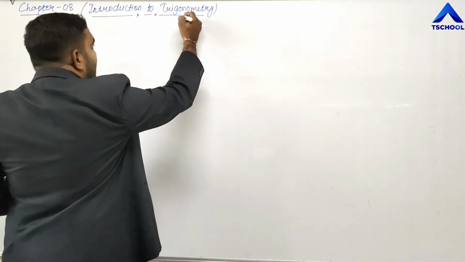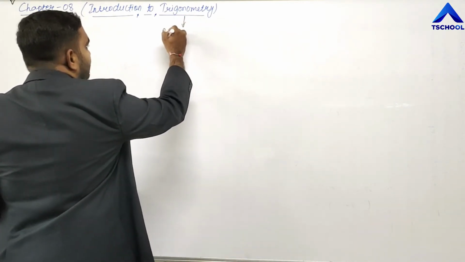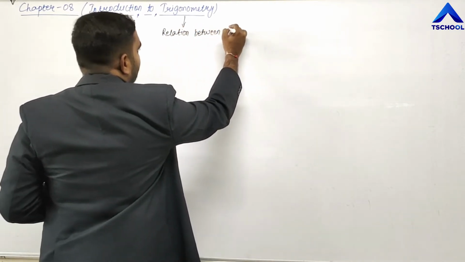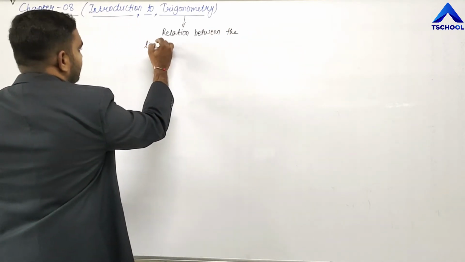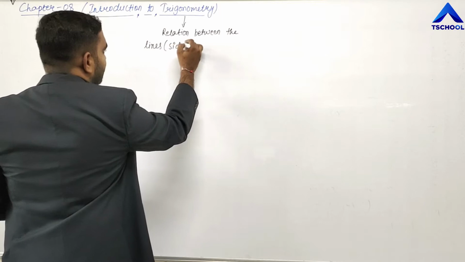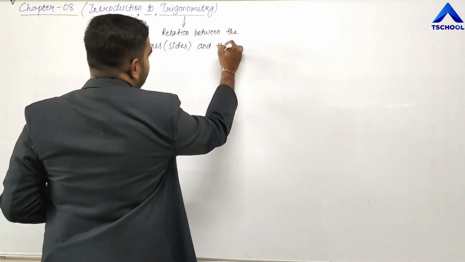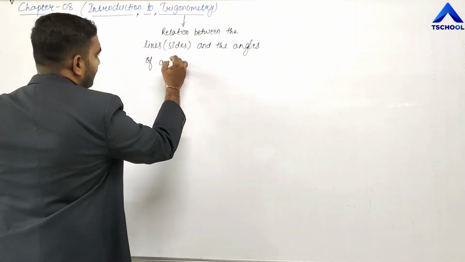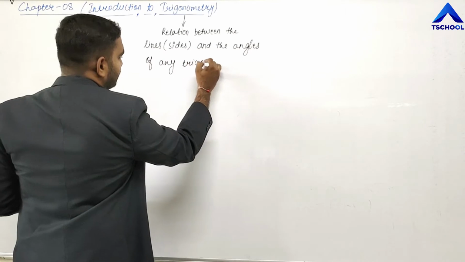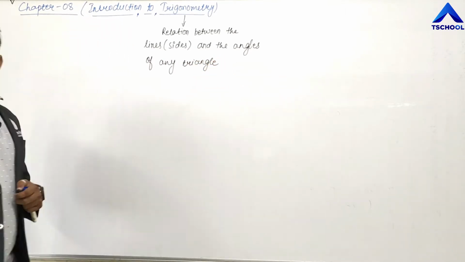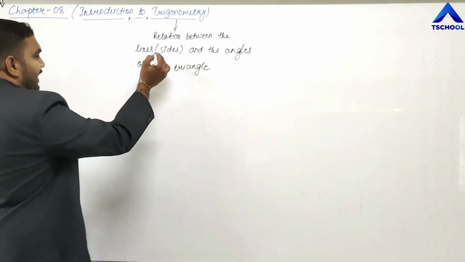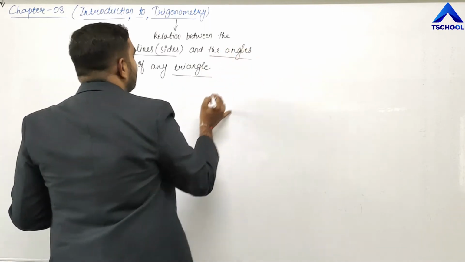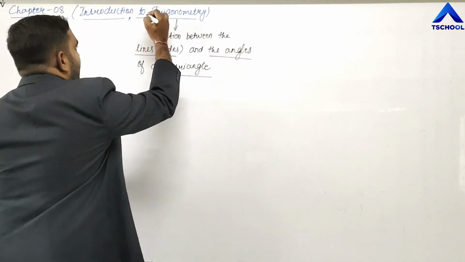So trigonometry basically is the relation between the lines, or you can also call them the sides, and the angles of any triangle. A relation between the sides or lines and the angles of any triangle is explained in the term trigonometry.